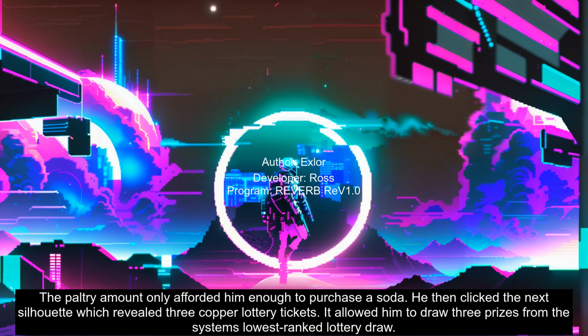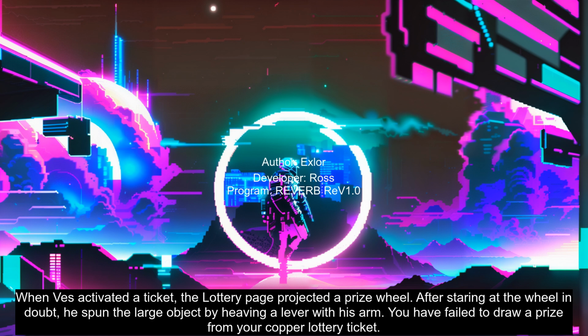He then clicked the next silhouette, which revealed 3 copper lottery tickets. It allowed him to draw 3 prizes from the system's lowest-ranked lottery draw. When Vess activated a ticket, the lottery page projected a prize wheel. After staring at the wheel in doubt, he spun the large object by heaving a lever with his arm.